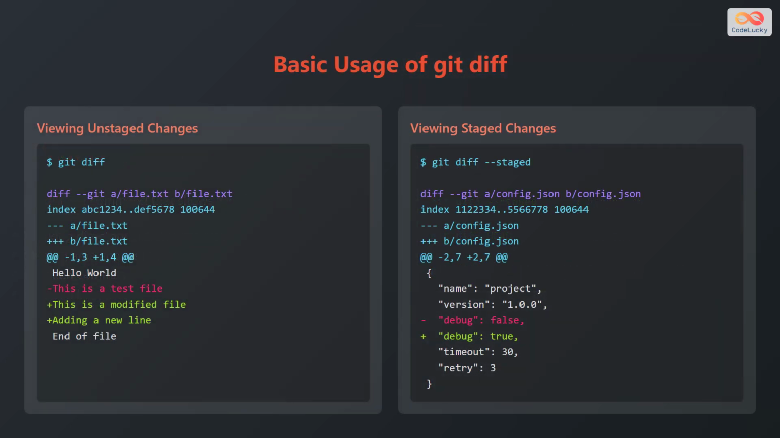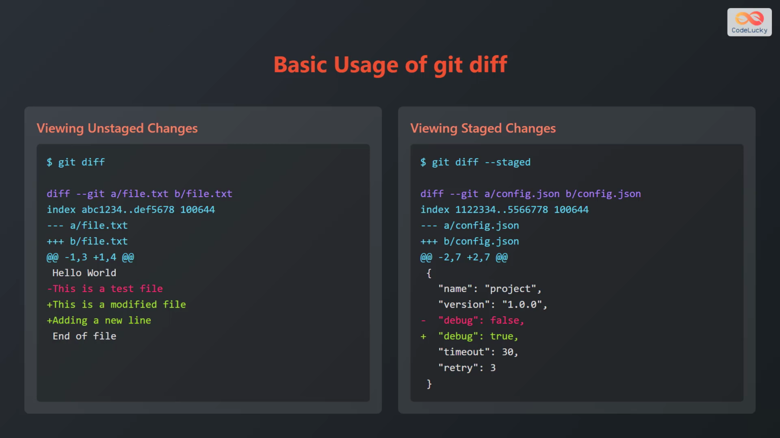Let's look at some basic examples of using the Git Diff command. On the left, we're viewing unstaged changes. The command git diff will show you any modifications in your working directory that you haven't yet added to the staging area. The output highlights the differences, showing removed lines in red with a minus sign and added lines in green with a plus sign.